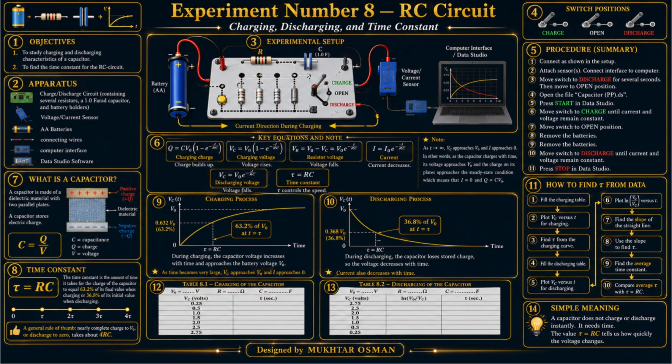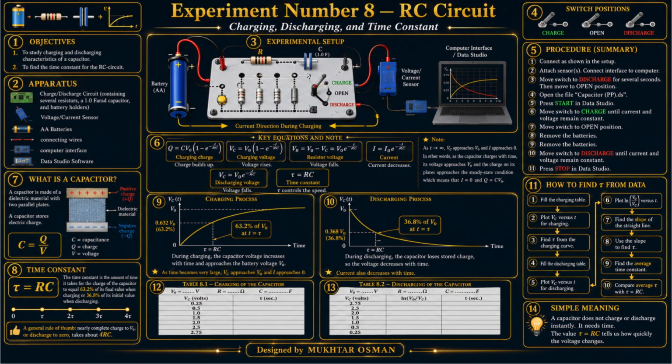8. Time constant tau equals RC. The time constant is the amount of time it takes for the charge of the capacitor to equal 63.2% of its final value when charging, or 36.8% of its initial value when discharging. 1 tau, 2 tau, 3 tau, 4 tau. A general rule of thumb: nearly complete charge to V0 or discharge to 0 takes about 4 RC.